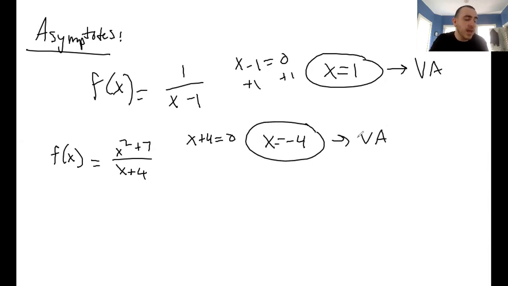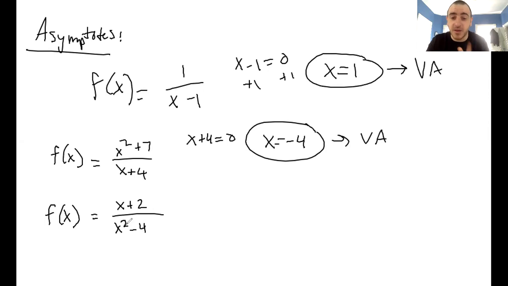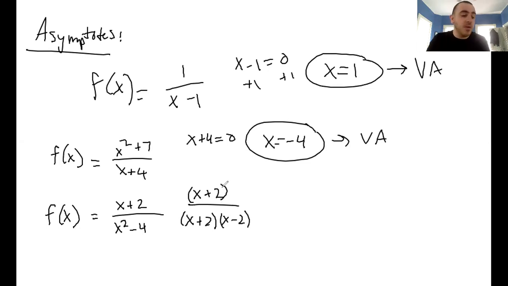Okay, and then we're going to look at another one. Here's an example where factoring is going to play a role. So f of x equals x plus 2 over x squared minus 4. I see a difference of squares at the bottom, x squared minus 4, so I'm going to go ahead and factor that. I'll drop parentheses around this because you'll see why that helps in a second. x squared minus 4 factors to x plus 2 times x minus 2. And behold, I can cancel out the x plus 2 and the x plus 2, leaving the final function as 1 over x minus 2.